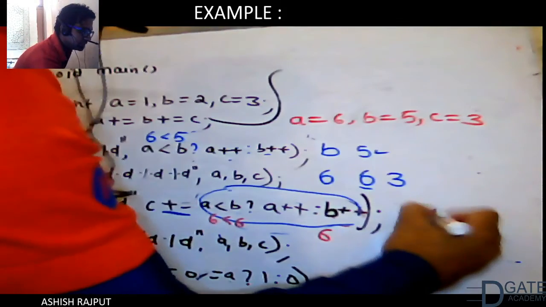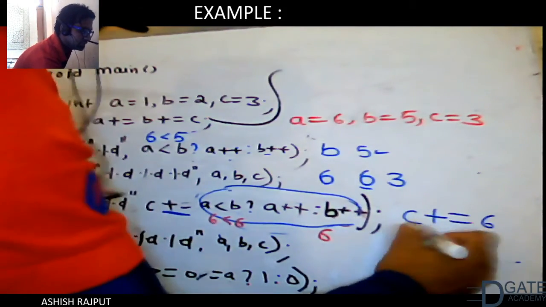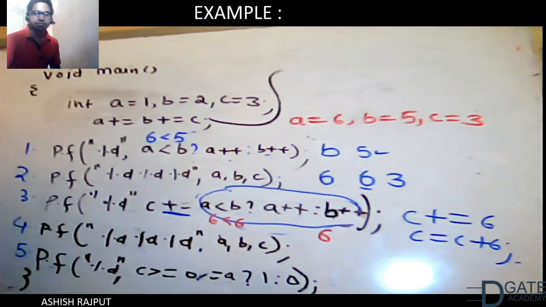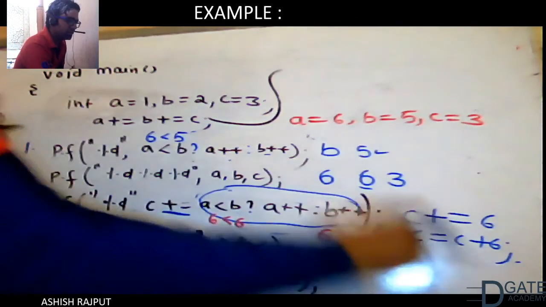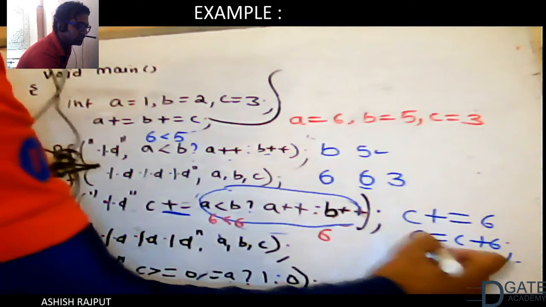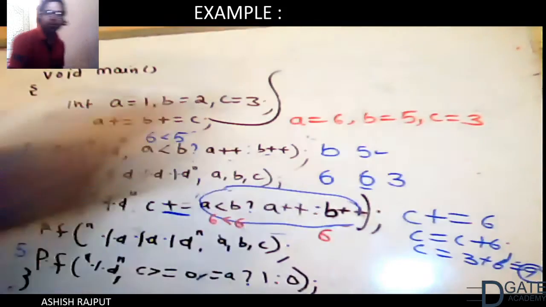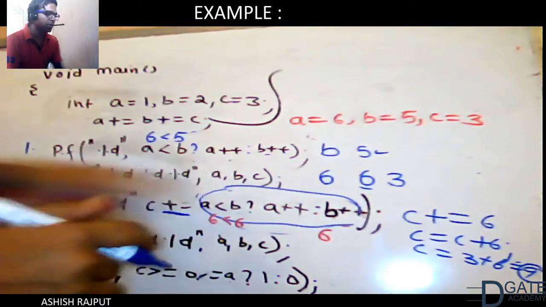So C plus equal to 6, that is, C is equal to C plus 6. You can see that. And what is C? C is equal to 3. So C is equal to 3 plus 6. So 9 will be printed.